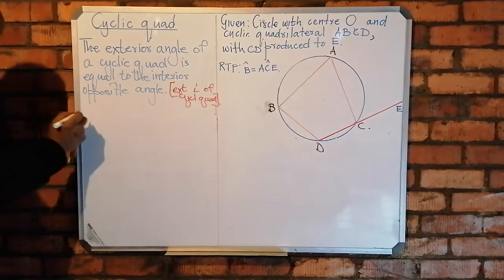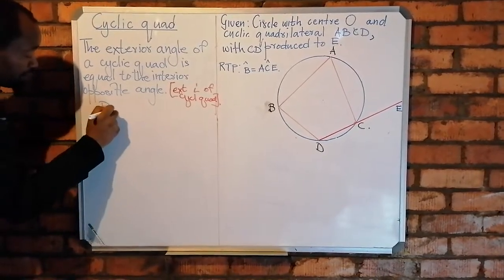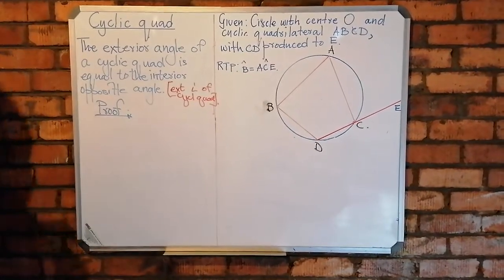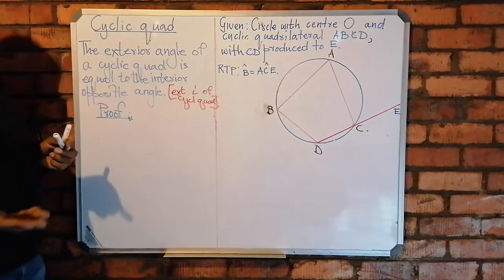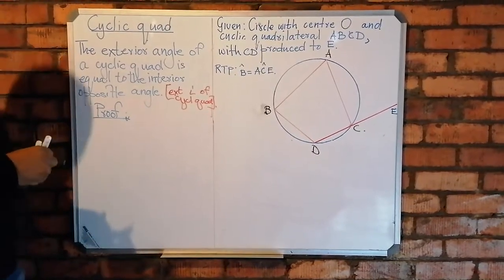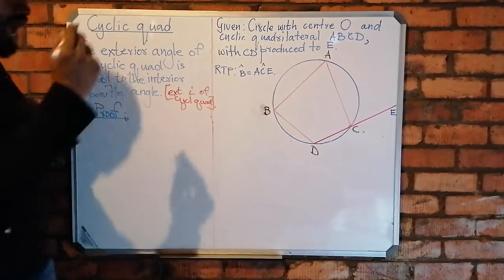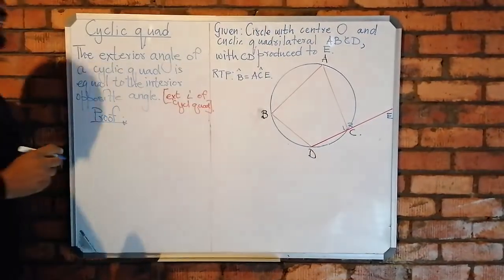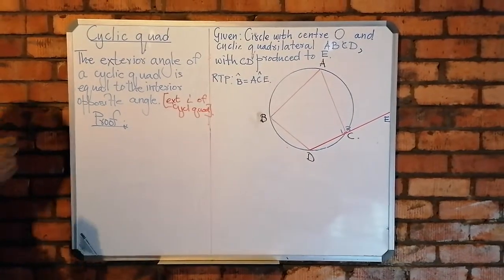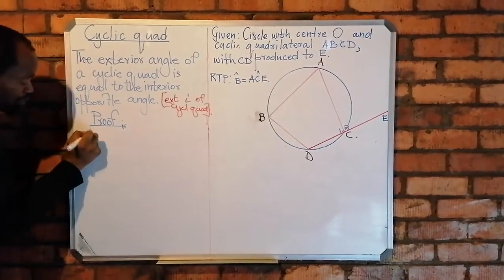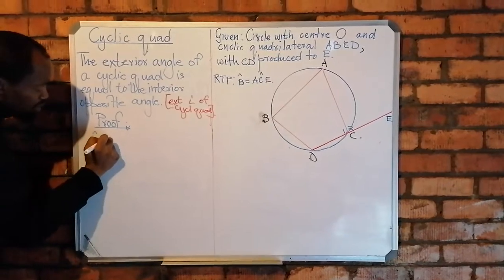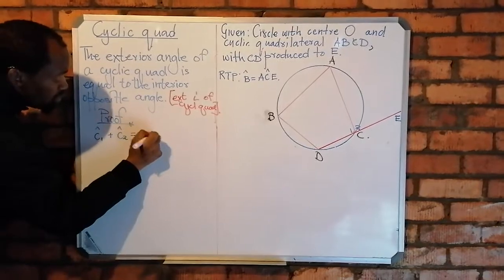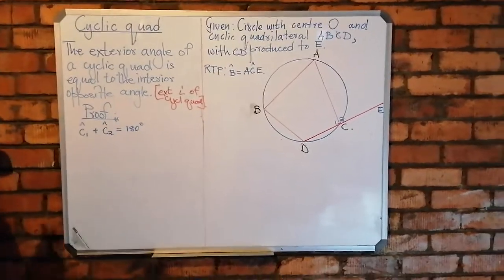Now, the proof to this theorem is a beautiful one because I just use my other basic knowledge. I can go there and say, this is angle C1 and this is angle C2 because I've got two angles C's. Now, I would start by saying angle C1 plus angle C2 is equal to 180 degrees.